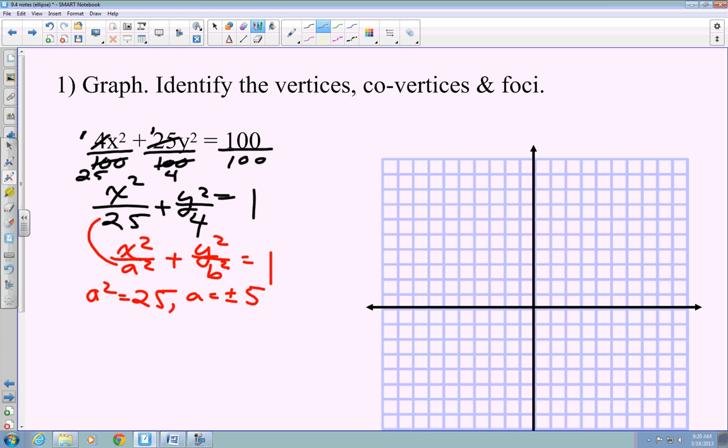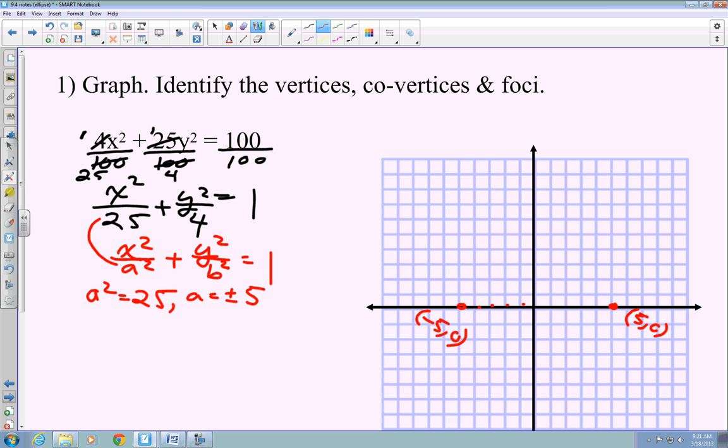Now, I've got that one. Let's plot those points. If it's under the x squared, it's going to be on the x-axis. So if a is plus or minus 5, I'm going to go 1, 2, 3, 4, 5, and I have the point 5, 0. And I'm going to go 1, 2, 3, 4, 5, and I have the point negative 5, 0. Those are my vertices, because they're the longer ones. That's the a. I took the square root of 25. A squared is 25, and the square root of 25 is 5. Everybody follow that?